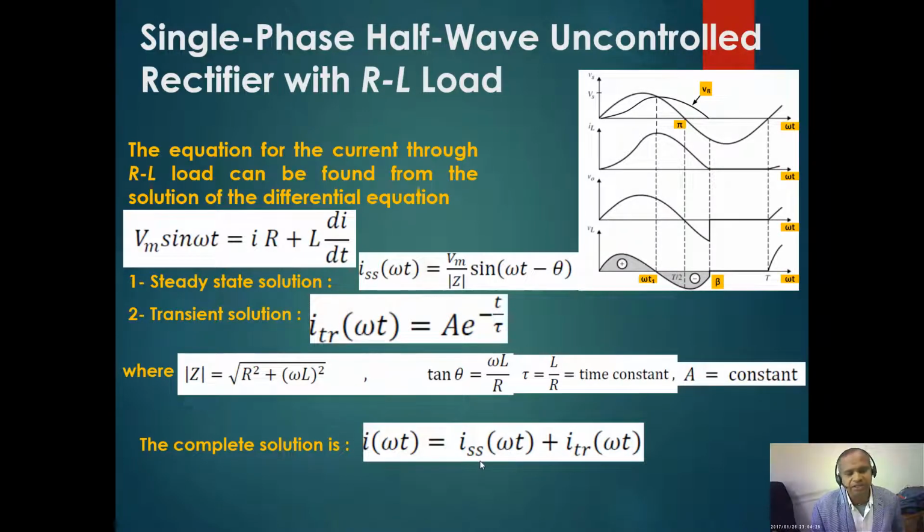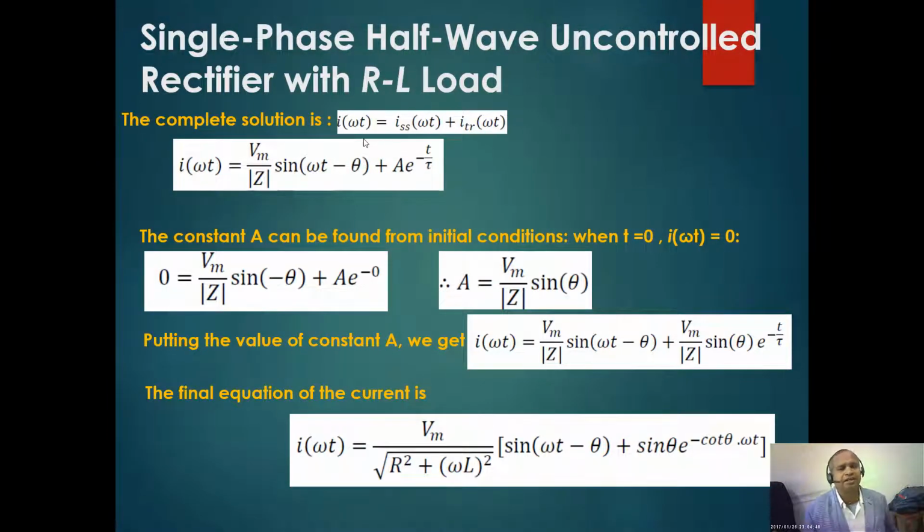The complete solution is the total current i equal to i steady state plus i transient. You can write the current as Vm by Z sin omega t minus theta, where theta is your power factor angle, plus A e to the power minus t by tau. To find the constant, at t equal to 0 the current was 0. Put this in the equations, you will get the value of A, and putting this value of A, the final equation for the current comes out. When you simplify the whole current equation, it will come like this.